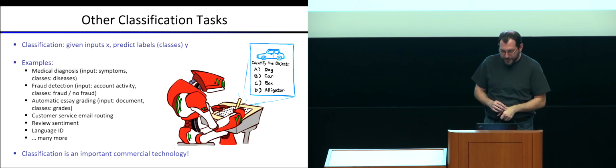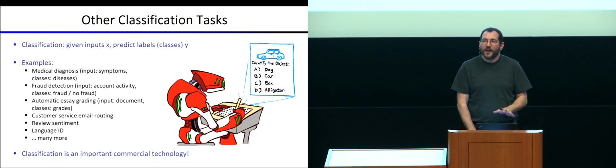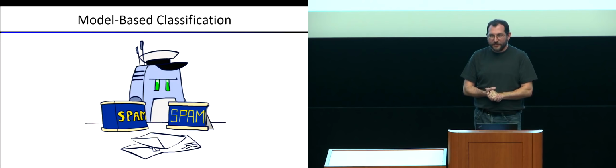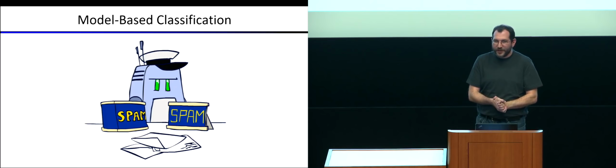So classification is important. At the end of the lecture today, you will have enough information to go and build a basic classifier, but there's a whole bunch of detail behind all this. First thing we're going to do is talk about model-based classification. Remember we talked about reinforcement learning? We talked about model-based reinforcement learning and model-free reinforcement learning. There's going to be a very similar distinction in the world of classification as well.